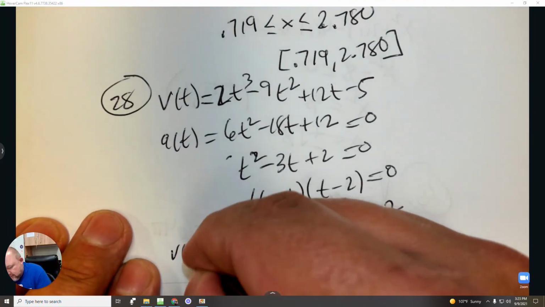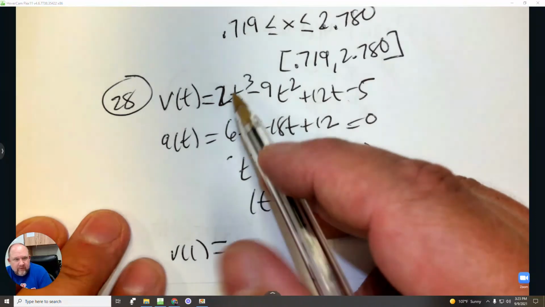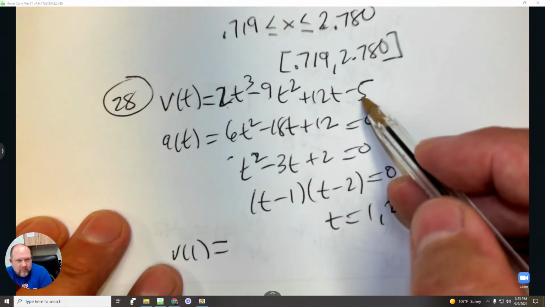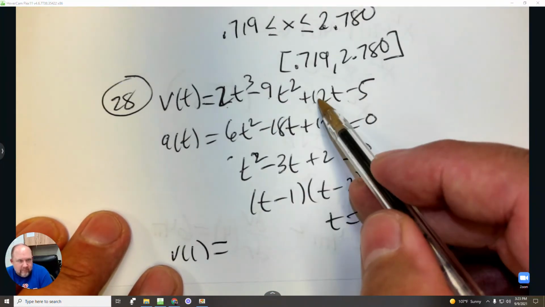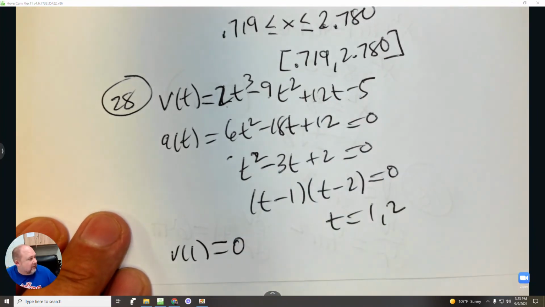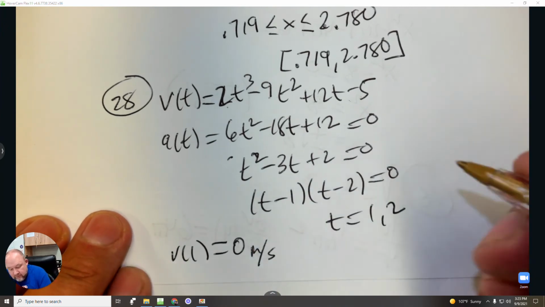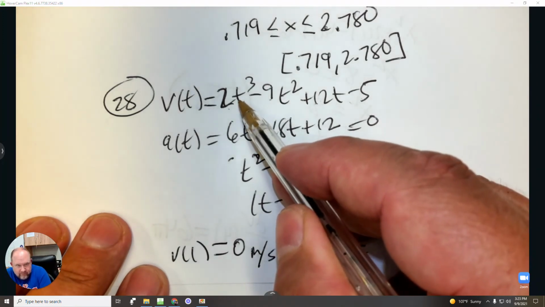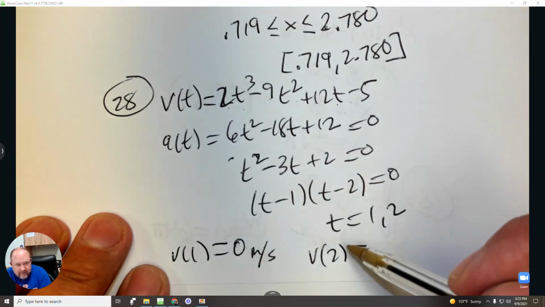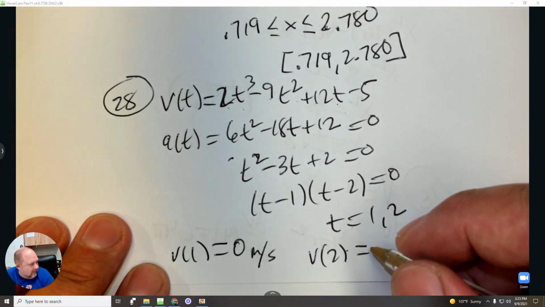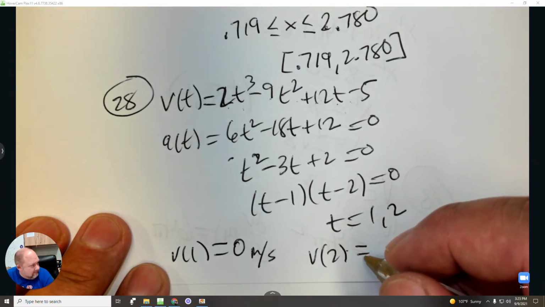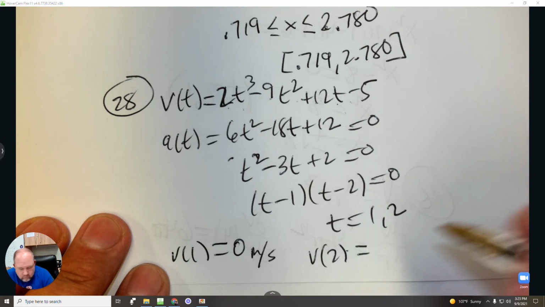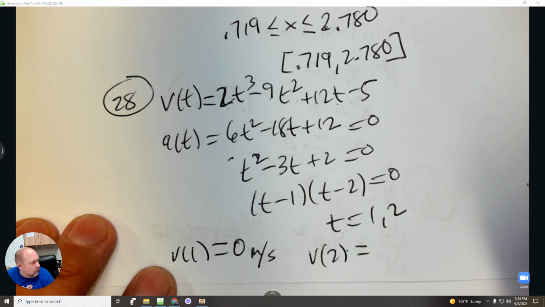And so I need to plug 1 into here. That's what? 2 take away 9 plus 12 take away 5. What is that? Negative 7, positive 5, 0. So first time the velocity is 0. And that would be meters per second, or it's resting. And then at positive 2, again, I'll do the work, but you'd plug positive 2 in for t to find the velocity at that time. And if you did that correctly, you get positive 1.